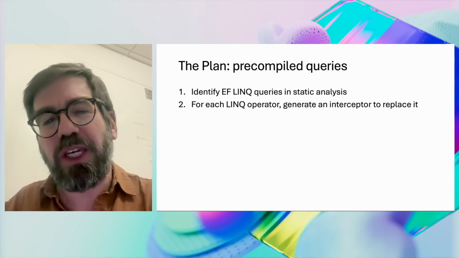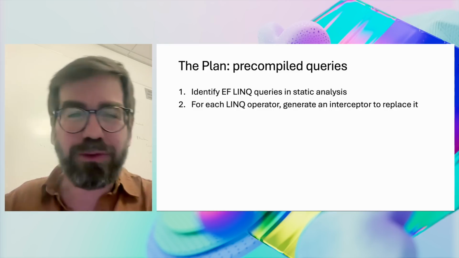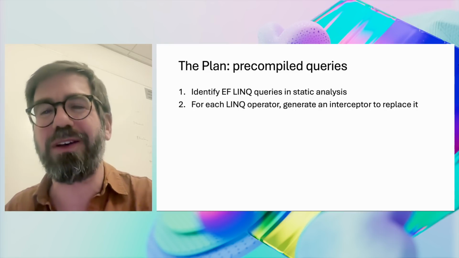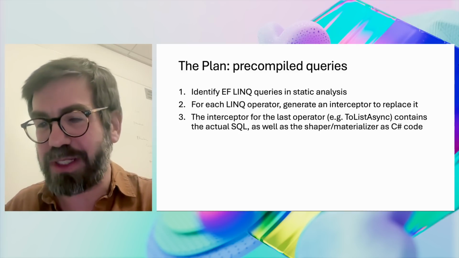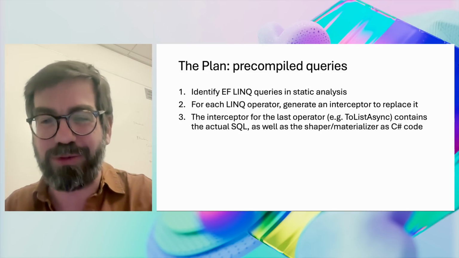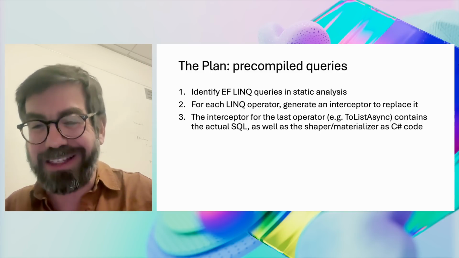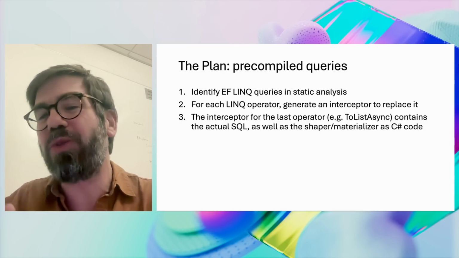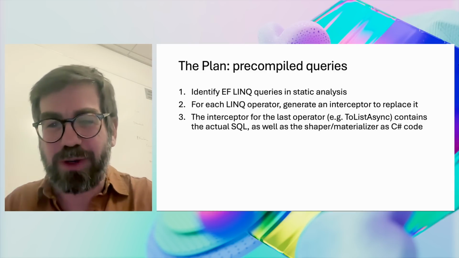For those queries, for each LINQ operator, we're going to generate an interceptor that's going to replace it. So we're going to completely replace that whole chain of operators. We're going to set it aside via an interceptor and do something else. Finally, for the last operator, ToListAsync, the interceptor, so that's the operator that actually causes the query to be executed against the database. What we're going to do there is that interceptor is going to simply contain the SQL that we need to send to the database directly in that source code, as well as the code that reads the results back, the shaper, the materializer. So everything is going to just be there for us to run.